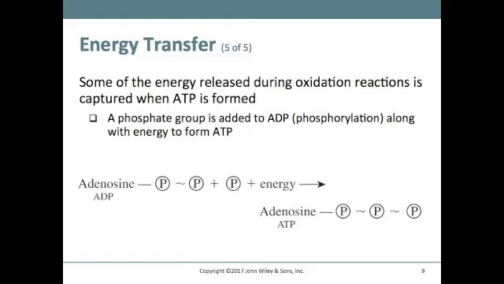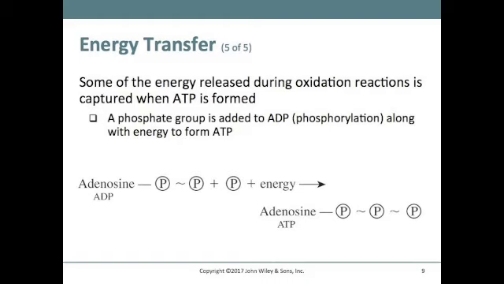Moving on to the next slide. Some of the energy released during oxidation reactions is captured within a cell when ATP is formed. A phosphate group is added to ADP with an input of energy to form ATP. If you notice the squiggly lines on the slide, those show the bonds that can be used to transfer energy. So the high-energy phosphate bond that attaches the third phosphate group contains the energy stored in this reaction. The addition of a phosphate group to a molecule is called phosphorylation, and it increases its potential energy.